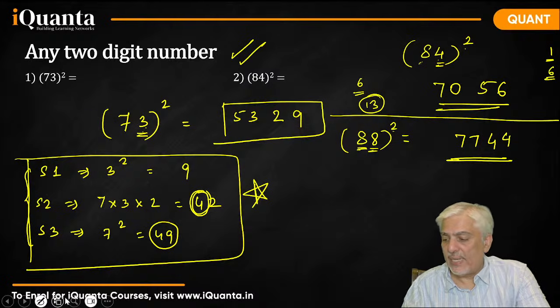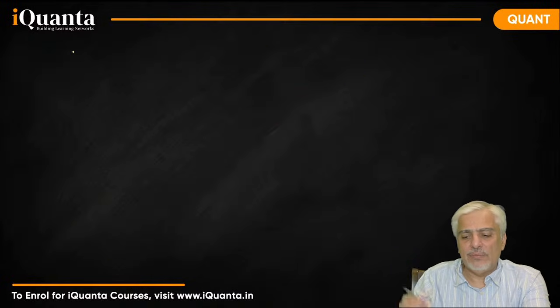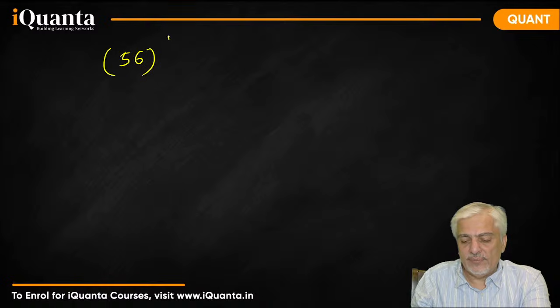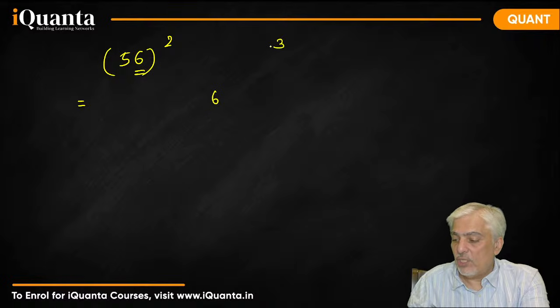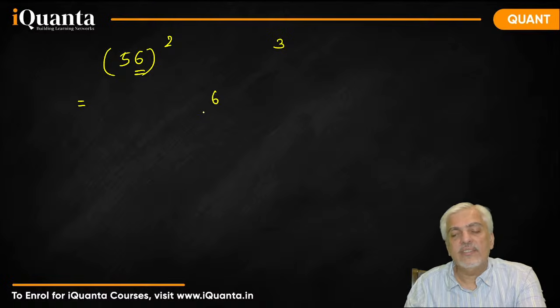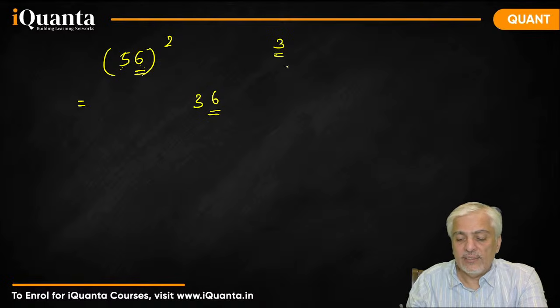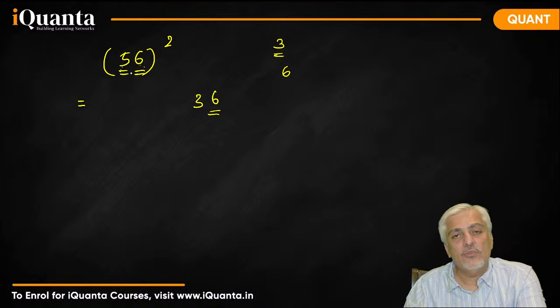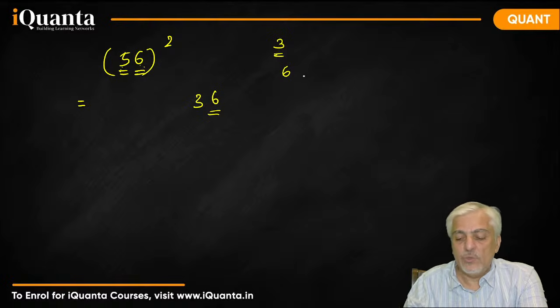Okay, teaching one more example. I am taking a random number like this. 56 square. 6 square is 36. So 3 carry over, 6 comes over here. 5 6s are 30, 30 2s are 60. 60 plus 3, 63. 6 carry over again. 5 square 25. 25 plus 6, 31.